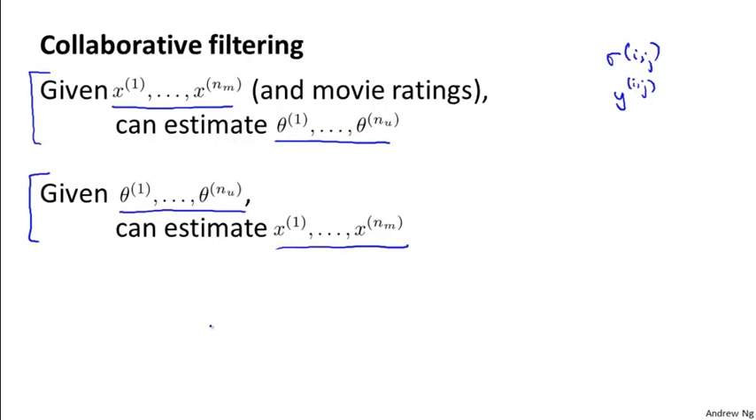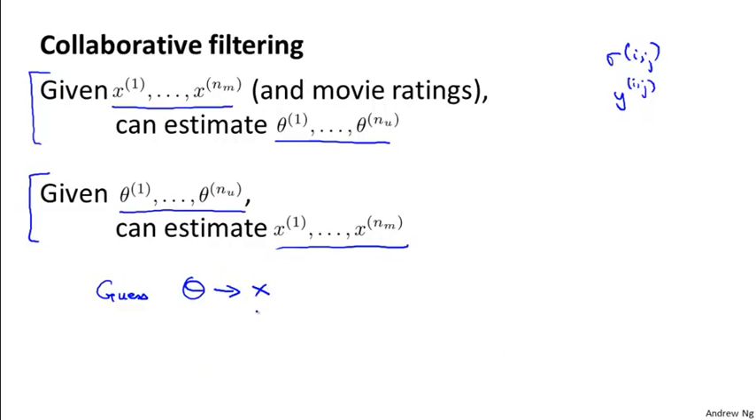So this is kind of a chicken and egg problem, right? Which comes first? If we can get the thetas, we can learn the x's. If we have the x's, we can learn the thetas. And what you can do, and this actually works, is in fact randomly guess some value of the thetas. Now, based on your initial random guess for the thetas, you can then go ahead and use the procedure that we just talked about in order to learn features for your different movies.